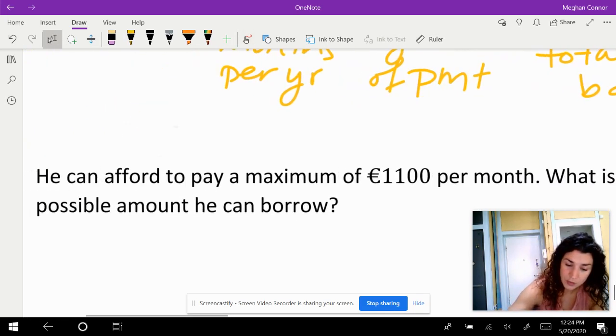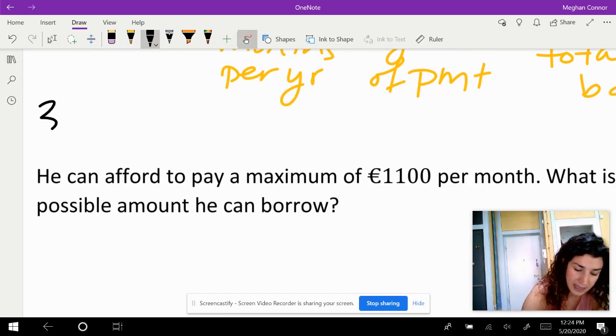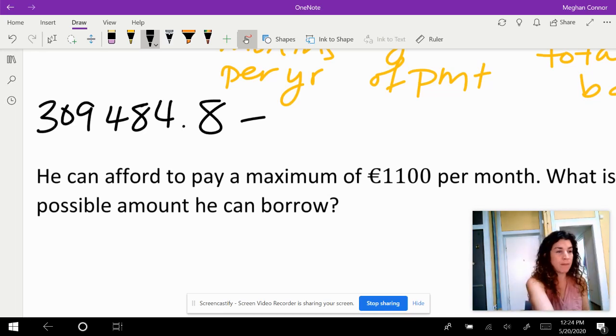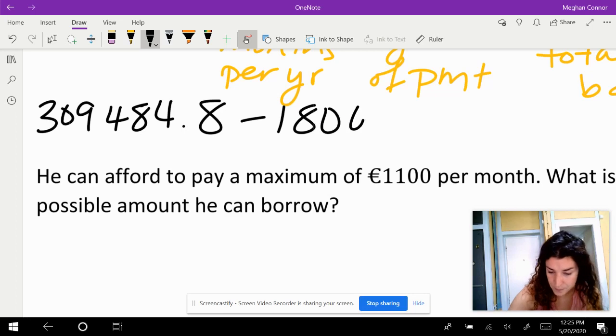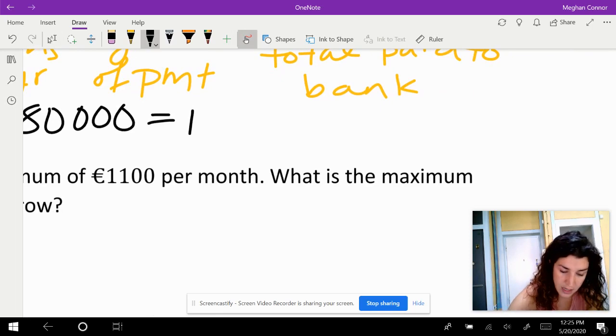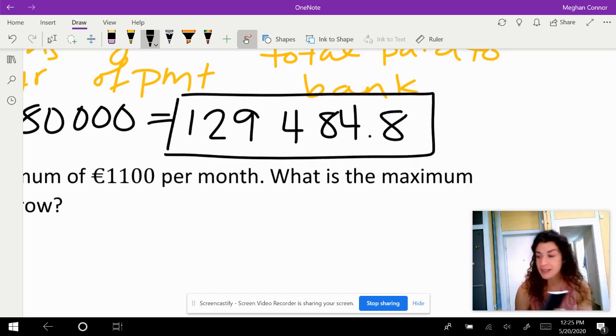Now, that's not what the question was asking. The question was asking how much interest, which means how much more did you pay back? Well, if we paid them back $309,484.8, we need to subtract out the original that we borrowed, which is $180,000, and what we're paying them more is $129,484.8 in interest. That's a lot of money in interest over 20 years of payments.